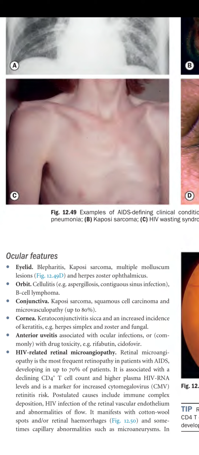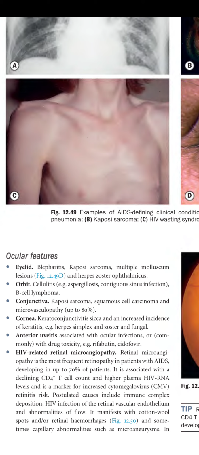Then there is HIV related retinal microangiopathy. Retinal microangiopathy is the most frequent retinopathy in AIDS, developing in up to 70% of patients. It is associated with declining CD4 positive T cell count and high plasma HIV RNA level, and is a marker of increased cytomegalovirus retinitis risk.